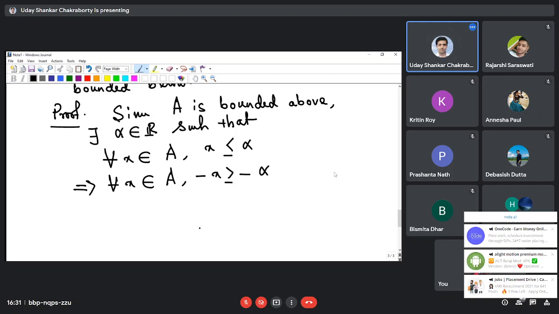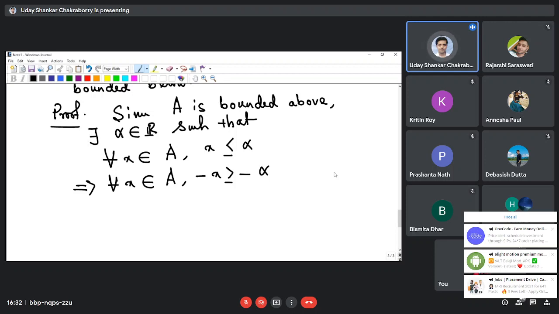If I multiply by minus 1, then the inequality will be reversed. Now I have something in my mind, that this minus alpha will be a lower bound of the set minus A. But how to prove it? For that, I have to show that every element of minus A is greater than or equal to minus alpha. So let me take any element. This is a trick. You should see it carefully.